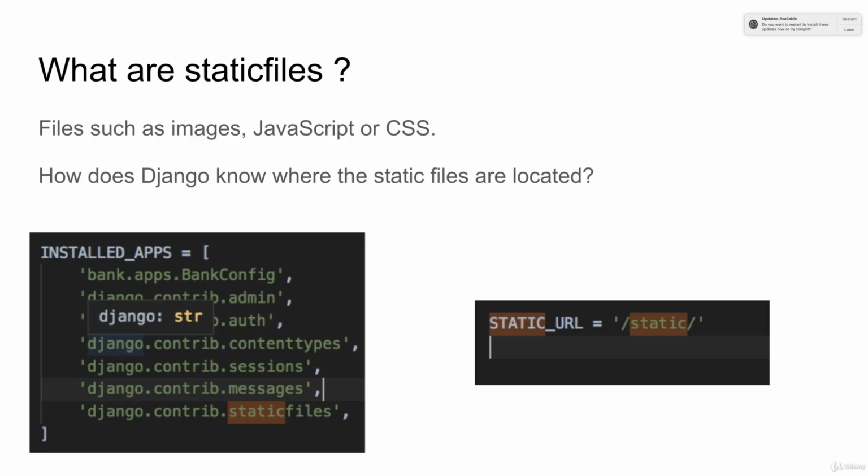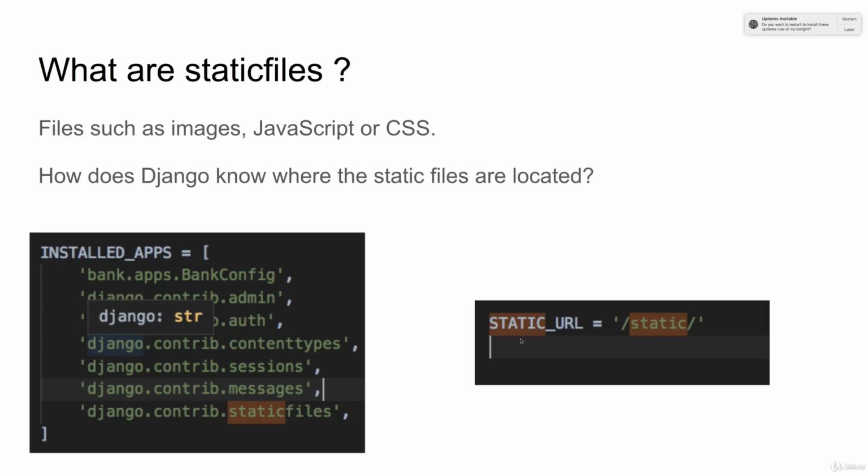So if you go into the settings.py file of your application, you will find this particular variable right here, which is STATIC_URL. And as you can see here, the path for static files is clearly mentioned. So it's mentioned that the static files are actually present at this particular location right here.